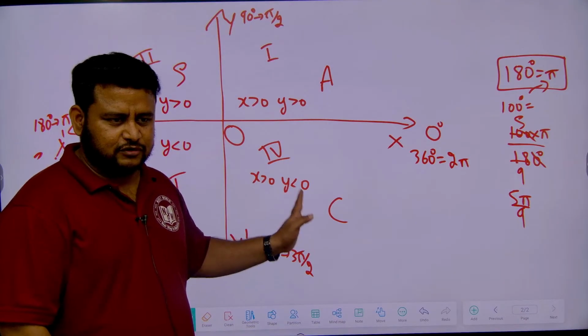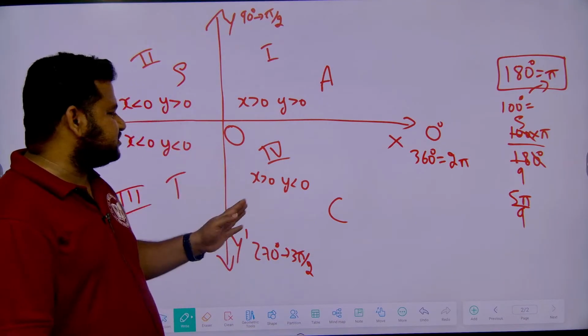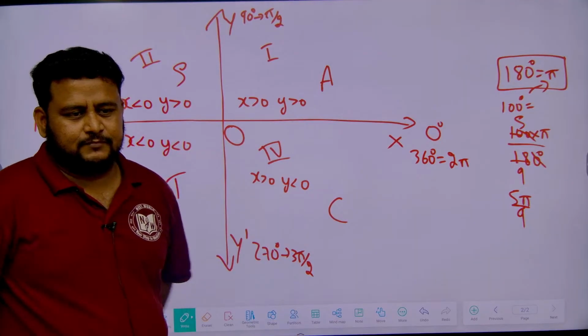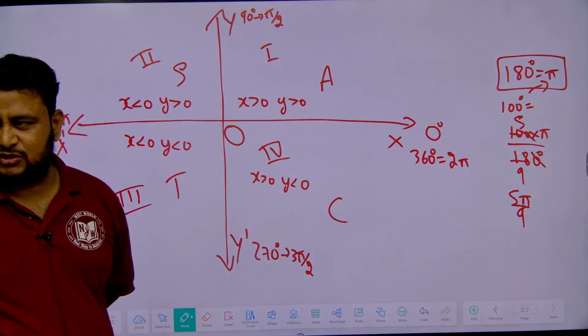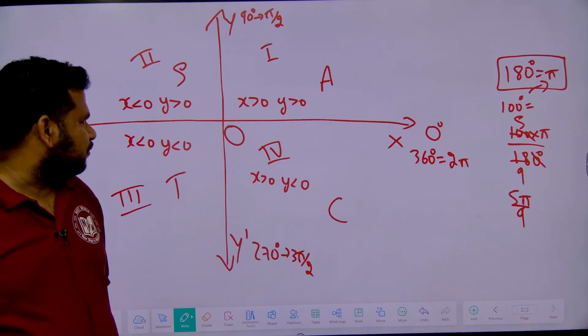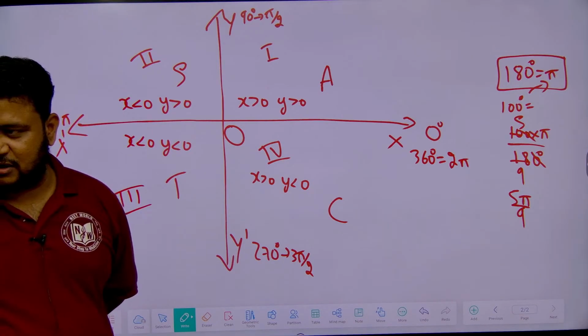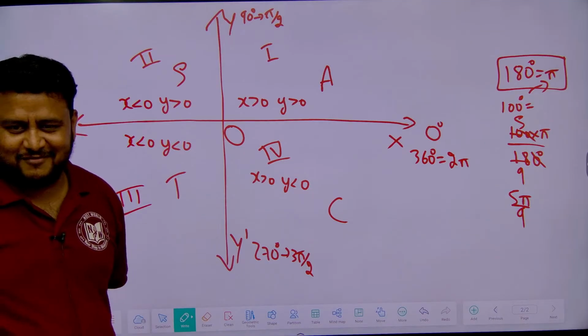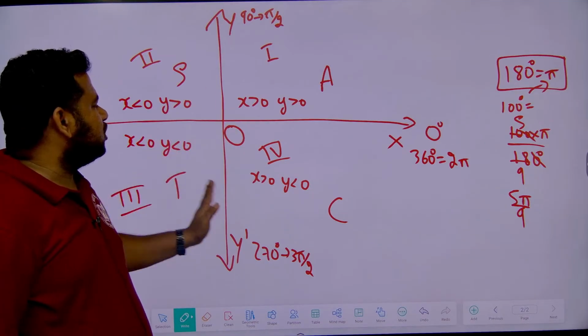So this one you have to remember. Then how do we remember this ASTC? Add sugar to coffee. This is the mnemonic you can remember. Or if you want to add salt to coffee, that is up to you. No problem, whatever you want, you write it. Add sugar to coffee, you remember.